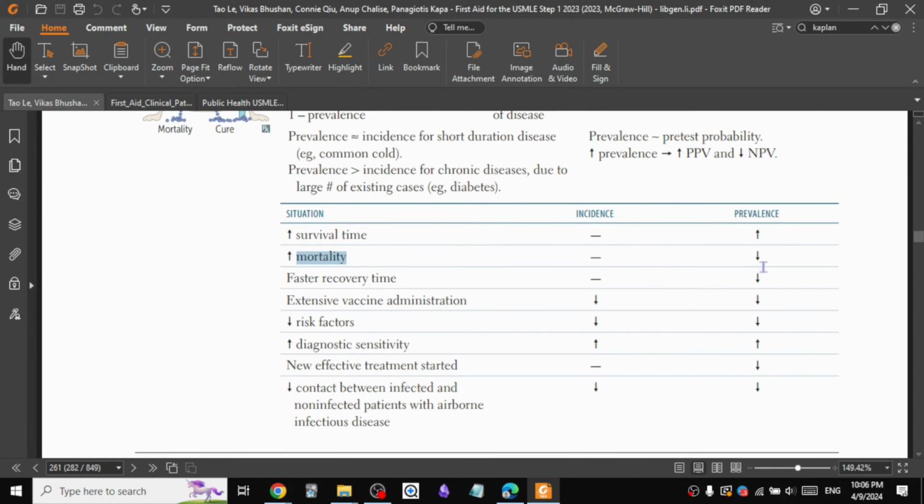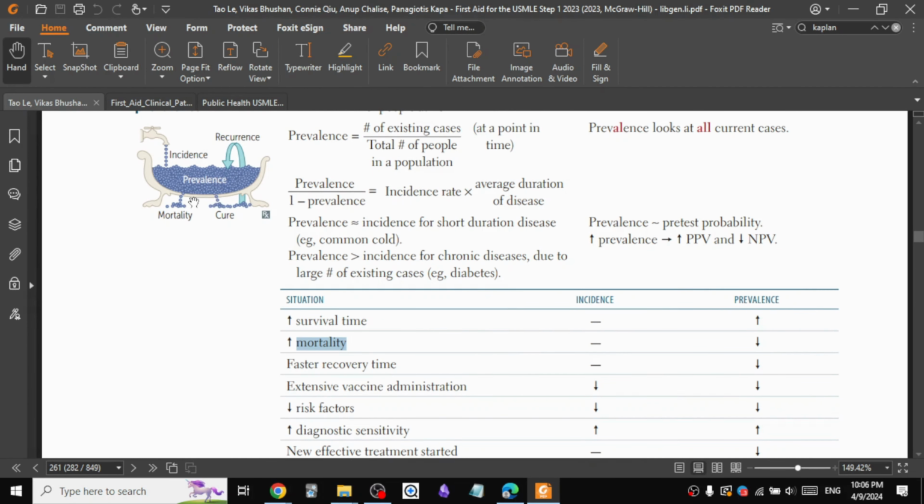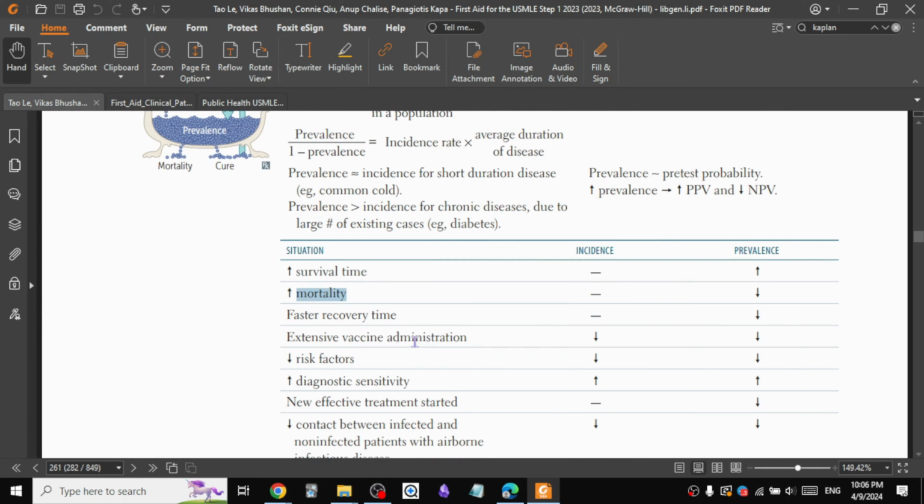And the people who have the disease will eventually be cured, and the prevalence will decrease. Okay, you see this here. Extensive vaccine administration. A vaccine is a preventative measure, so that will allow me to decrease the incidence as well. And if the incidence decreases, so does the prevalence.